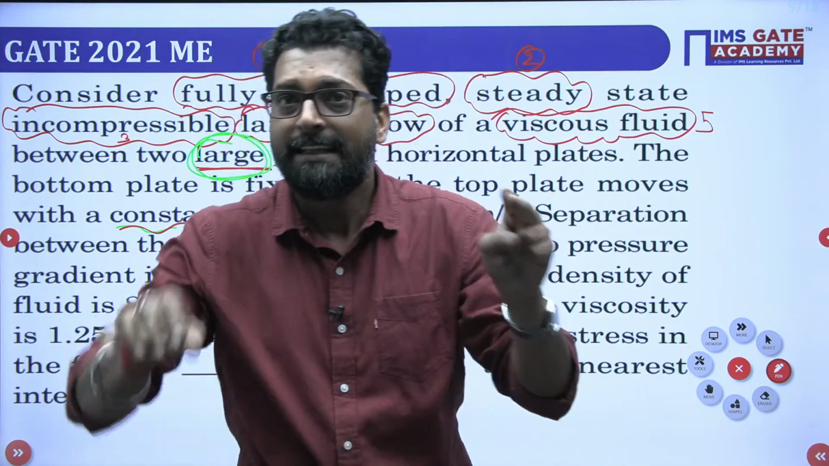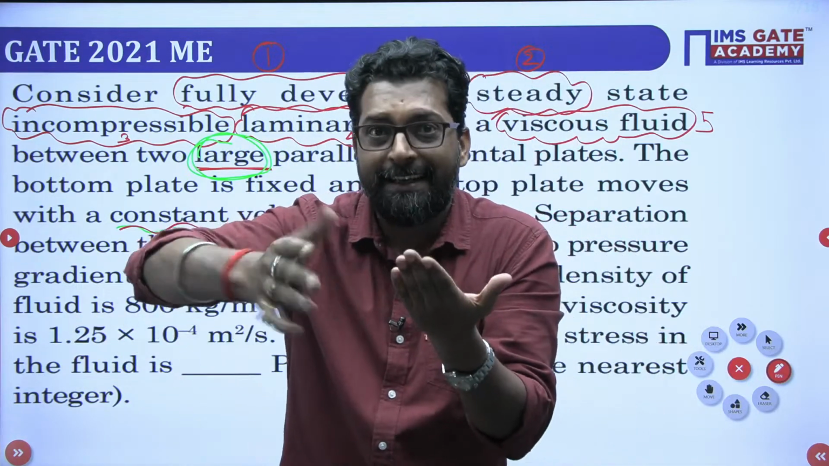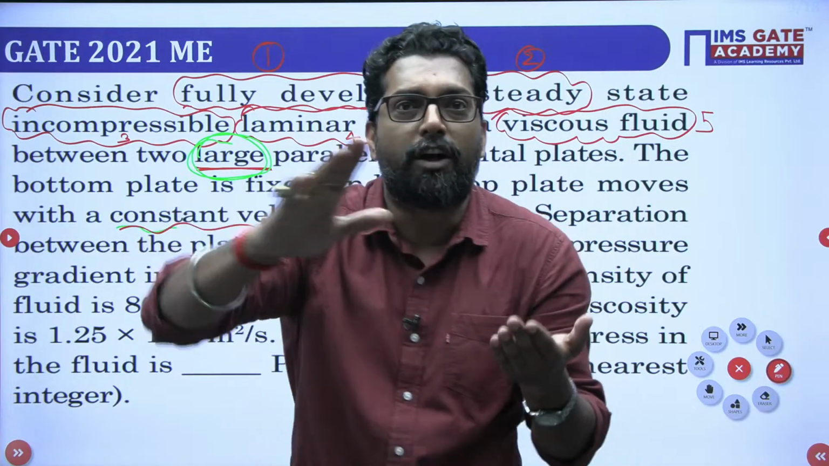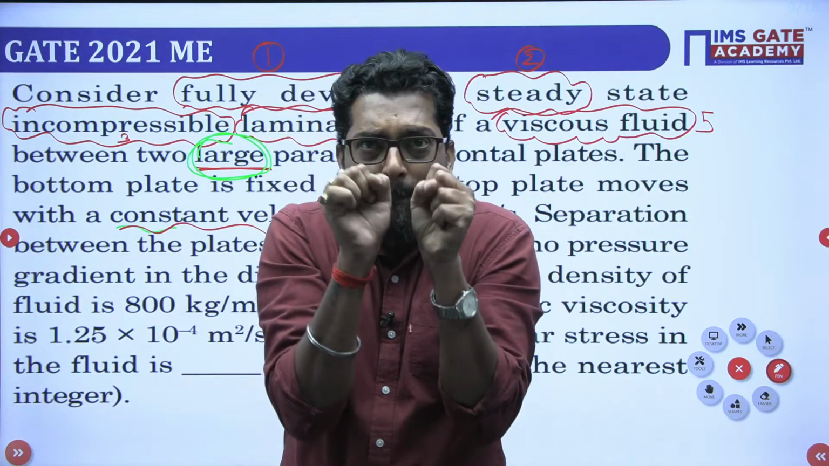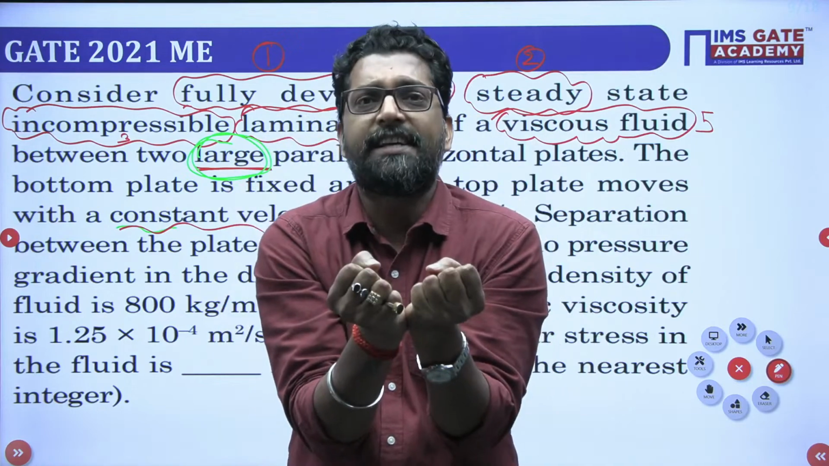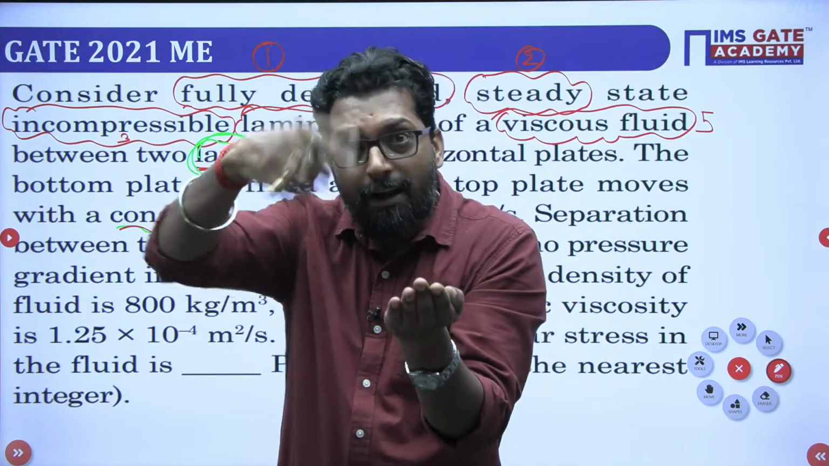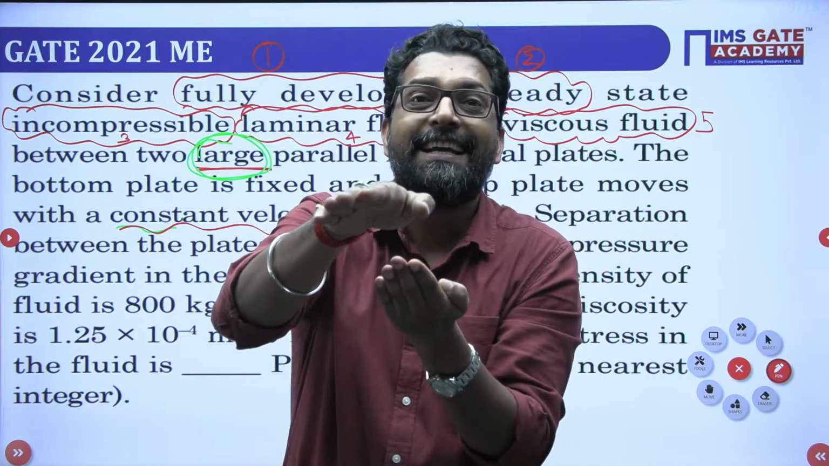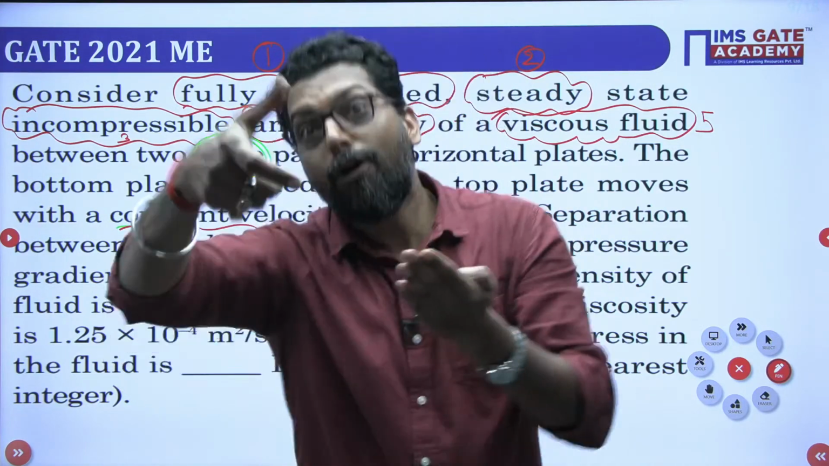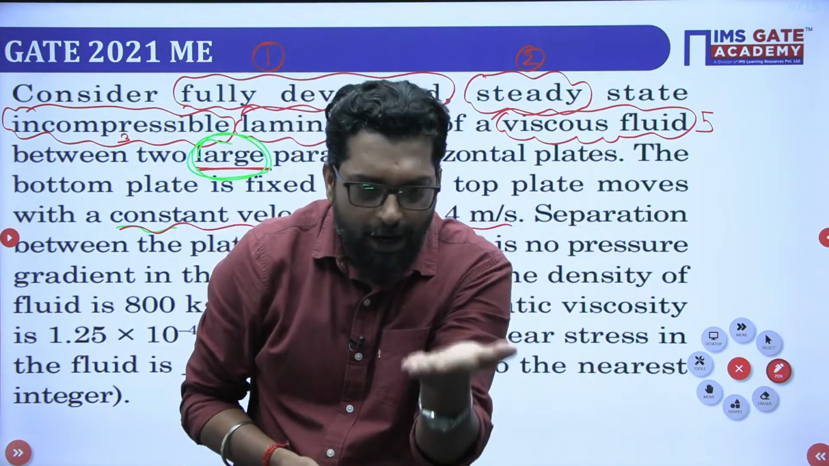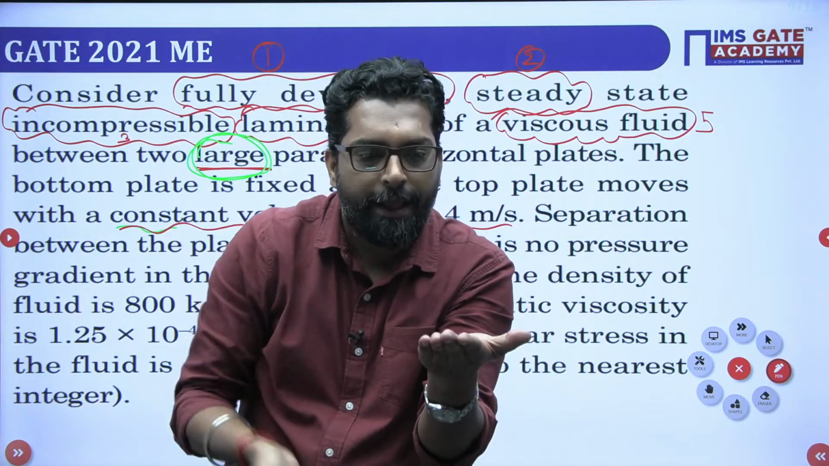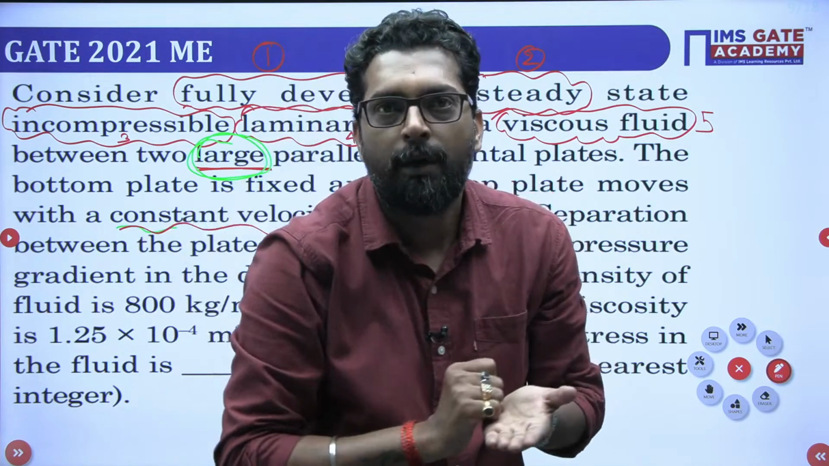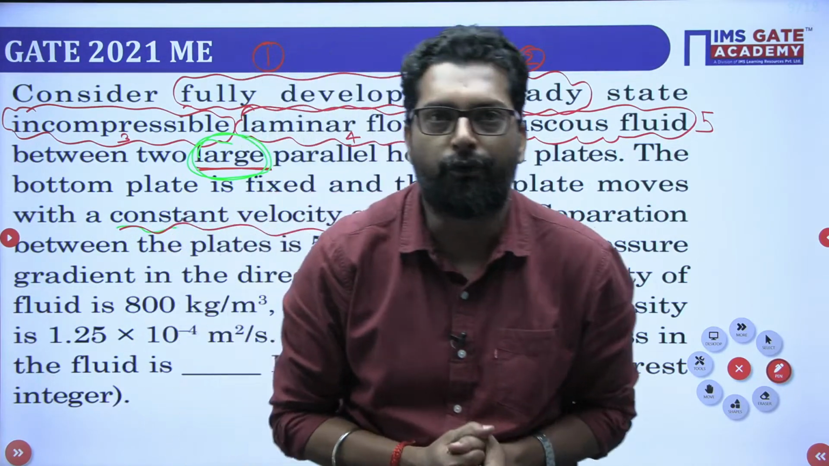Number two: in the rainy season, there is a layer of water on the road. Now you apply the brake of the vehicle and the tire tries to skid. During that skidding, it is also modeled as Couette flow. Why? Because the road is at rest, above it there is a fluid, and the tire is skidding. So that is also modeled as Couette flow.